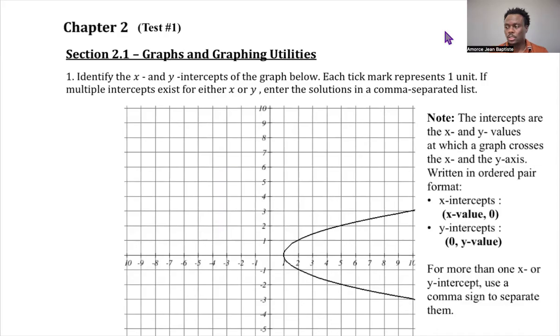Okay, so this is our first video for your class, and we're gonna start like we don't have a chapter one, so we're gonna start in chapter two. Section 2.1 will be about graphing functions and using graphing utilities.